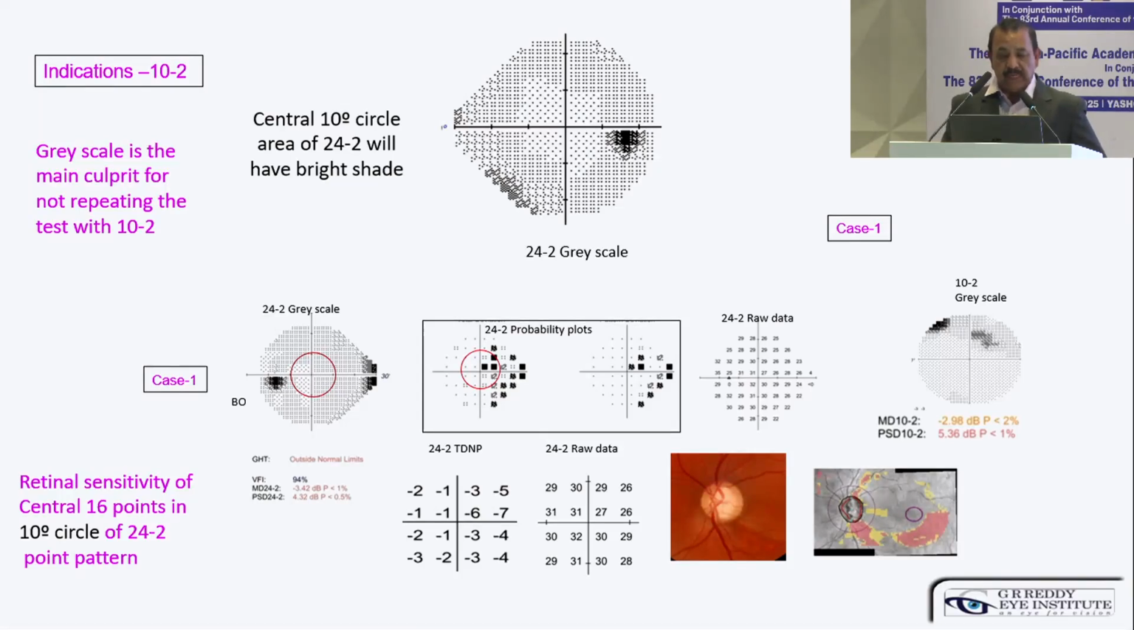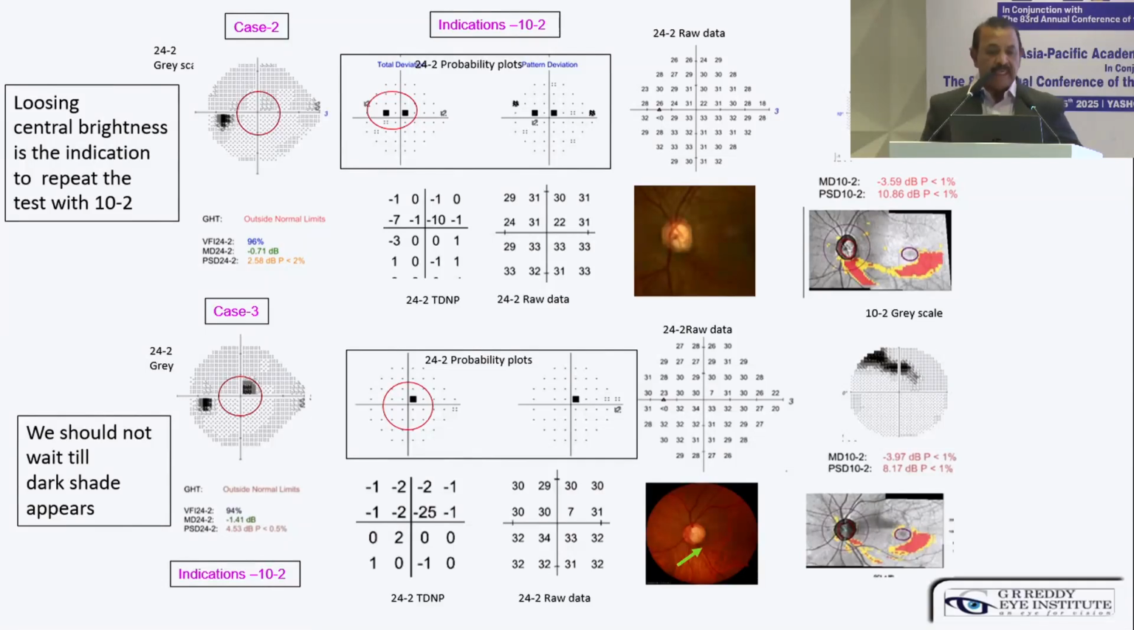Even though there is no gross reduction in the sensitivity of the central 16 points, if you see the fundus, you will have the RNFL defect going towards the macula, and OCT also will help us. You see in case 2, there is a shade, a little darkness appeared, and in the last case, the darkness came in the center.